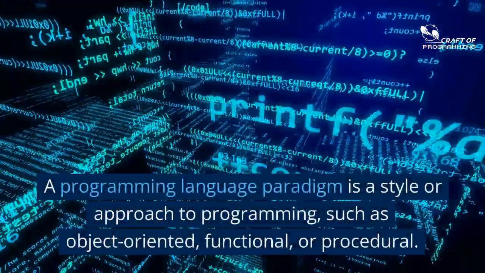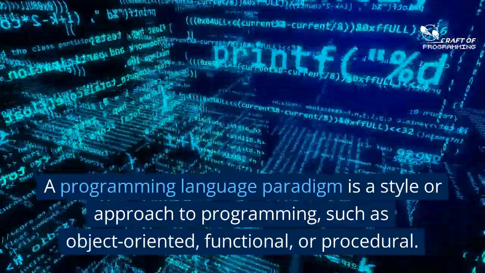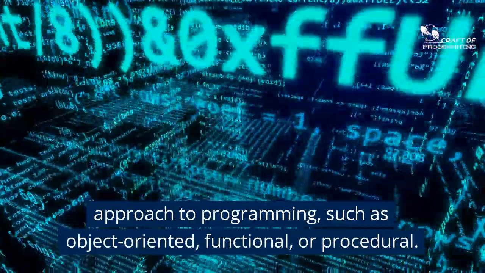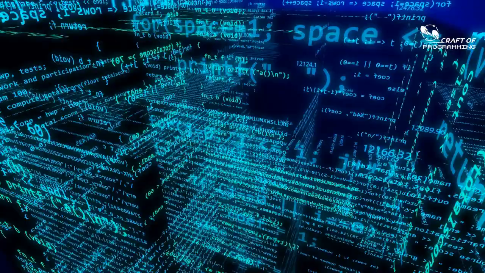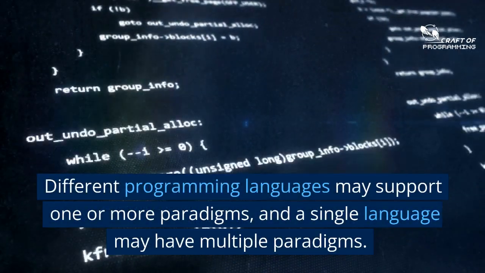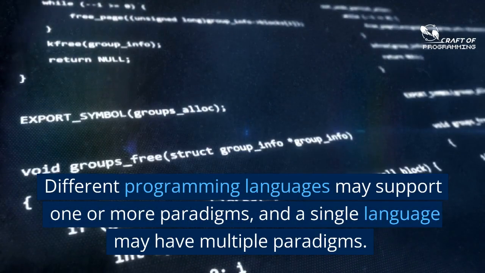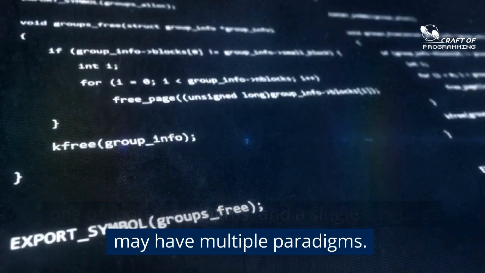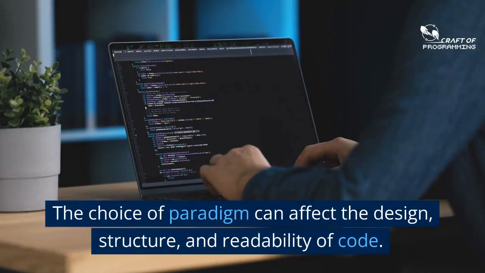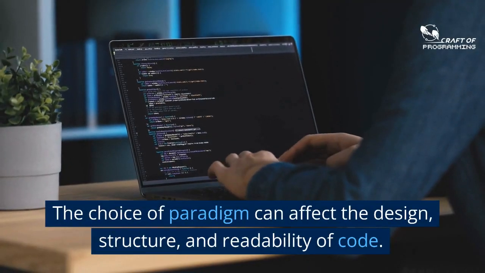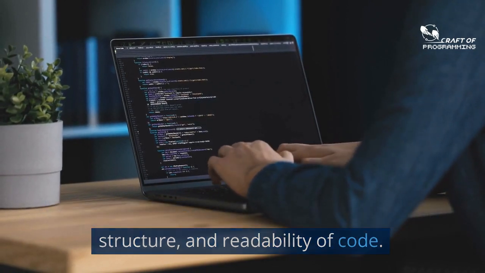A programming language paradigm is a style or approach to programming, such as object-oriented, functional, or procedural. Different programming languages may support one or more paradigms, and a single language may have multiple paradigms. The choice of paradigm can affect the design, structure, and readability of code.